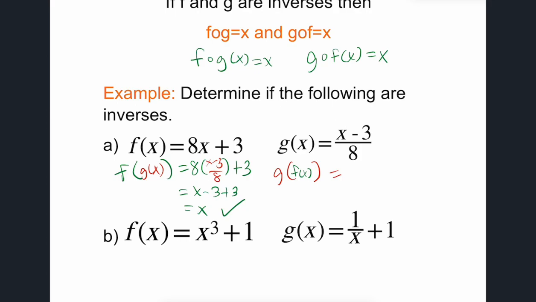So now we're going to do it in the other one. This time, we're going to take into the g function, where the x is sitting right here, we're going to put in f of x, 8x plus 3. So we're going to get (8x plus 3 minus 3) over 8. Well, what's going to happen to the plus 3 and the minus 3 on top? It's going to cancel, right? And so you're going to get 8x over 8, which is x. Bam, it worked. So yes, those ones are inverses.